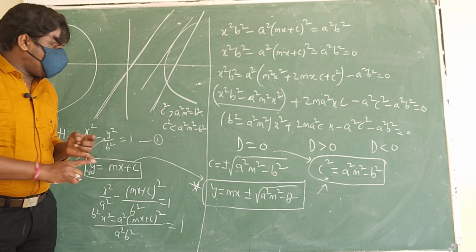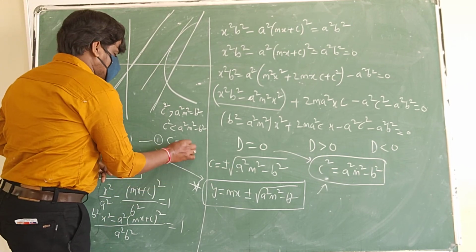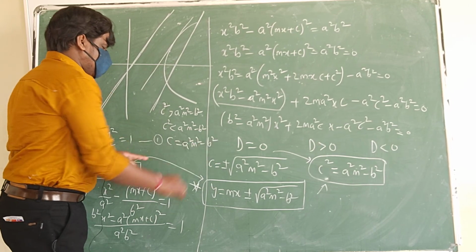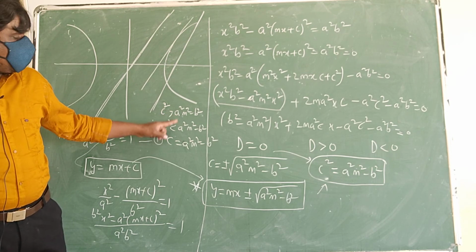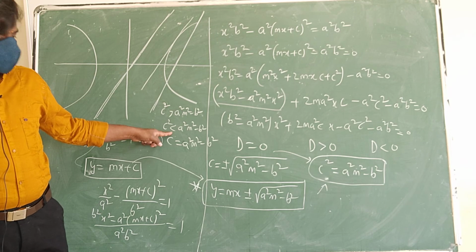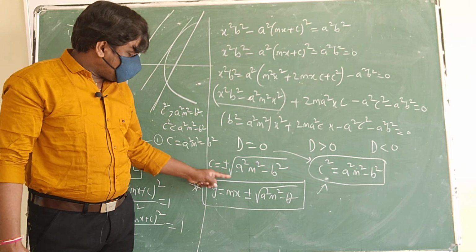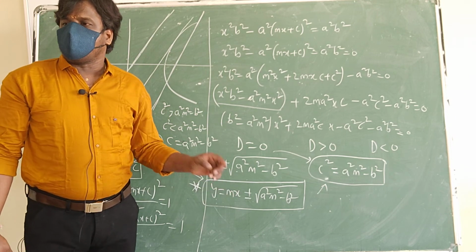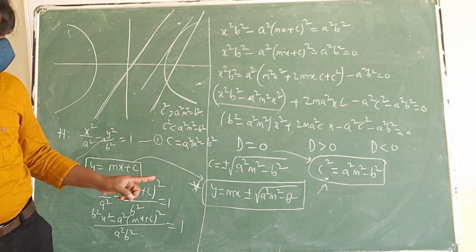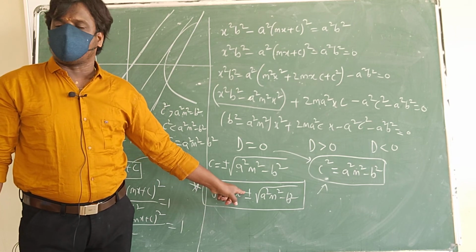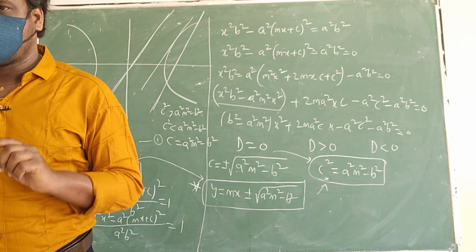If c is equal to this, tangent. If c greater than 0, it is intersect. C less than 0, neither intersect nor touches. So you are going to get discriminant greater than 0, discriminant less than 0. So the equation of the tangent to the hyperbola when slope is given is y is equal to mx plus or minus under root of a square m square minus b square. It is an important point. Note down.